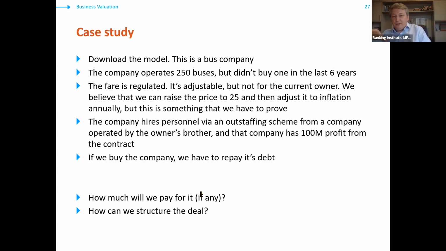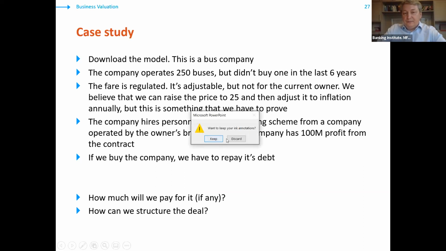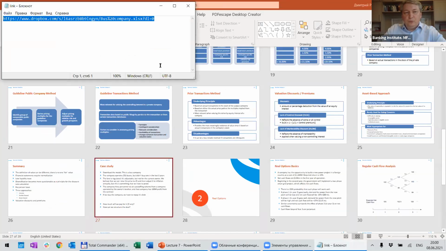And the company has some debt, but if we buy the company, the first thing we should do is repay its debt and replace it with our money. No matter what the source of this money is, it can be new debt or equity. And here is the model. We have this link. Again, I'll post it one more time here. Or you can find the model on your LMS. So you can open the model and look at it.